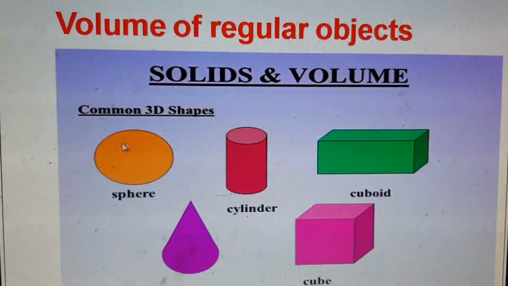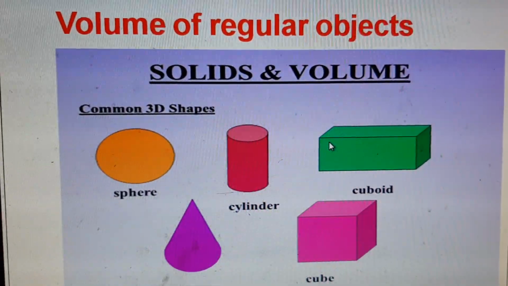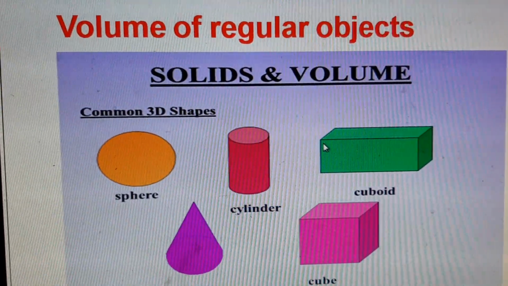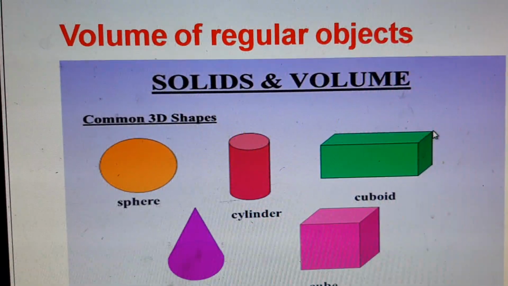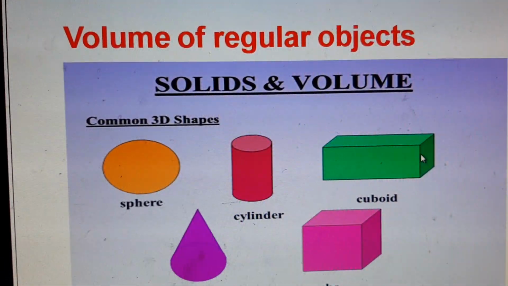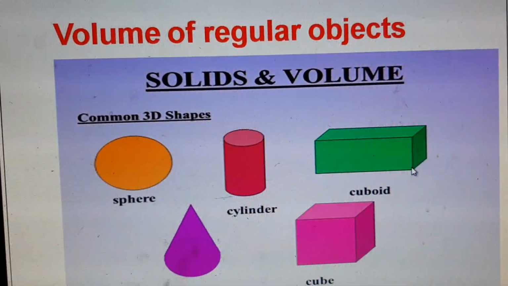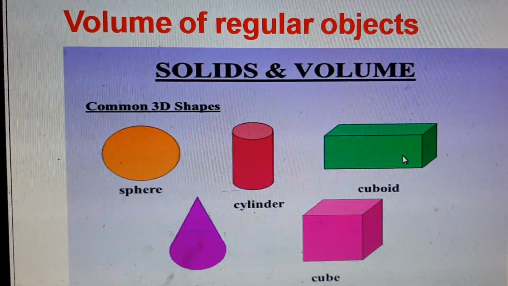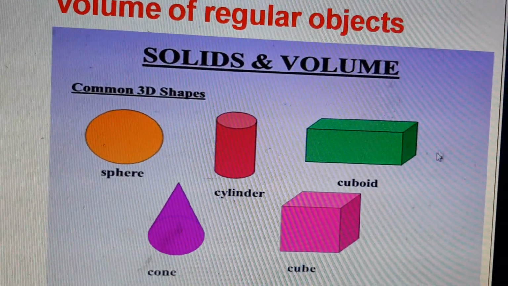You all know this is a sphere, this is a cylinder, isn't it? Then this is a cuboid. Why is it a cuboid? Because its length is more, then its breadth is there, then height. All are three different values, isn't it? Length, breadth and height have different values. So it is a cuboid. Your pencil box is a cuboid, isn't it?